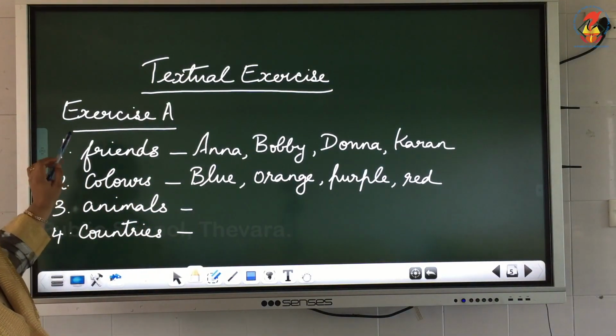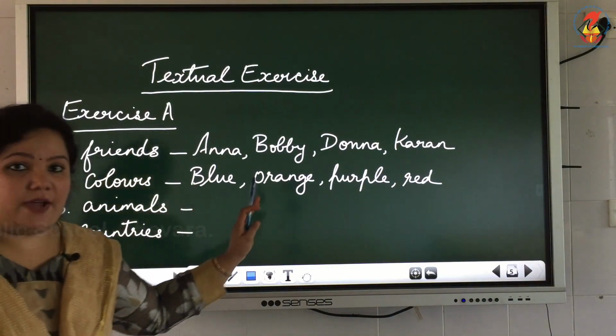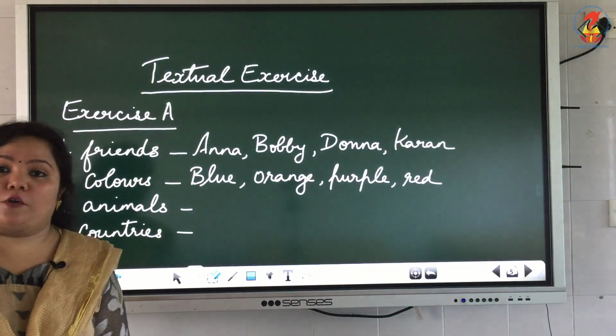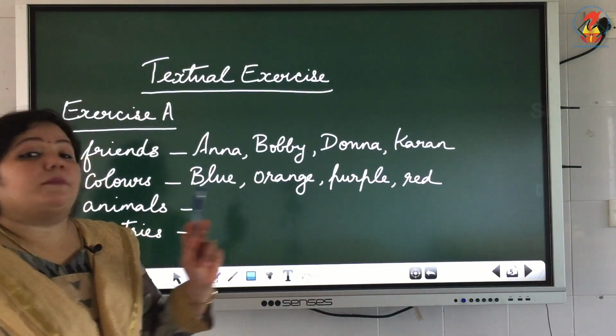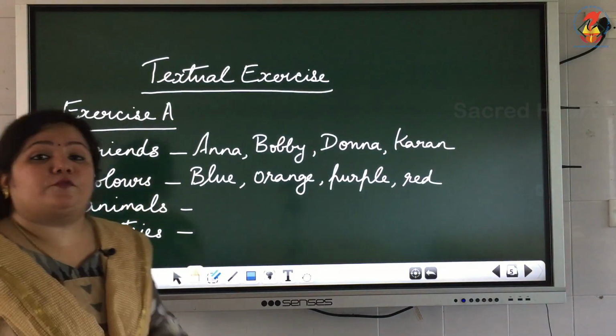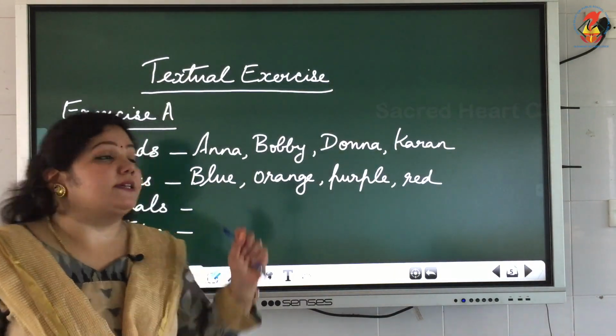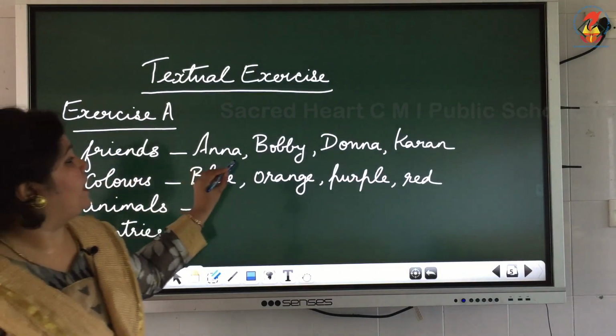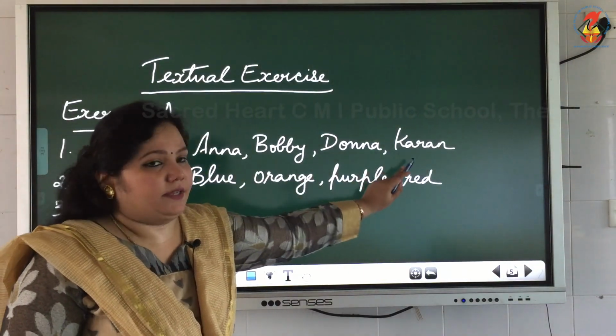See, the first one given here is friends. I have done 2 for you. So the first one over here is friends. I have written here Anna, Bobby, Donna and Karan. I have written it according to the alphabetical order, but you can write the name of your friends, right children? But then make sure that you write it in alphabetical order. You are supposed to write it in alphabetical order. So friends I have written here Anna, Bobby, Donna and Karan.